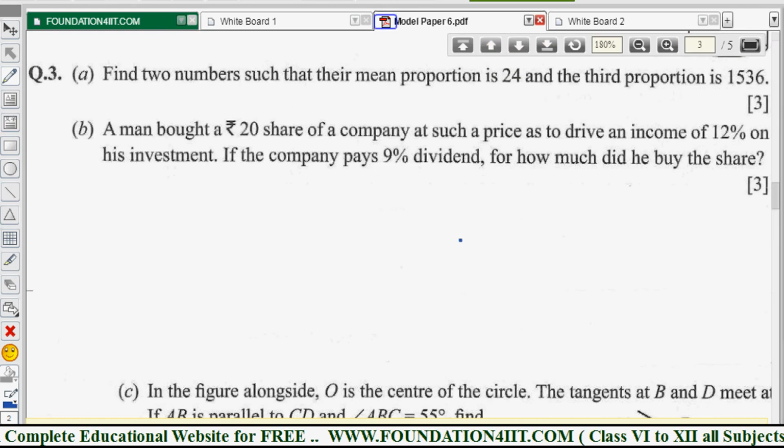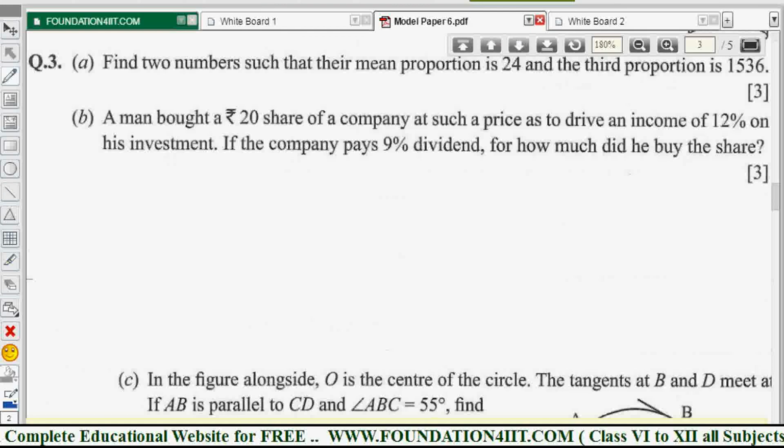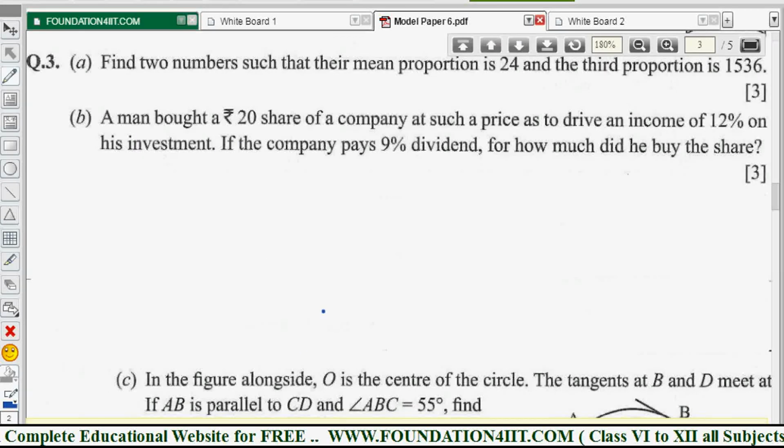Right? A simple sum. And next is from shares and dividend. Let us take this question. A man bought rupees 20 shares of a company at such a price as to derive an income of 12% on his investment. That is, rupees 20 is the nominal value, market value we don't know, and 12% on his investment. If the company pays 9% dividend, for how much did he buy the share? So you need to find out the market value.